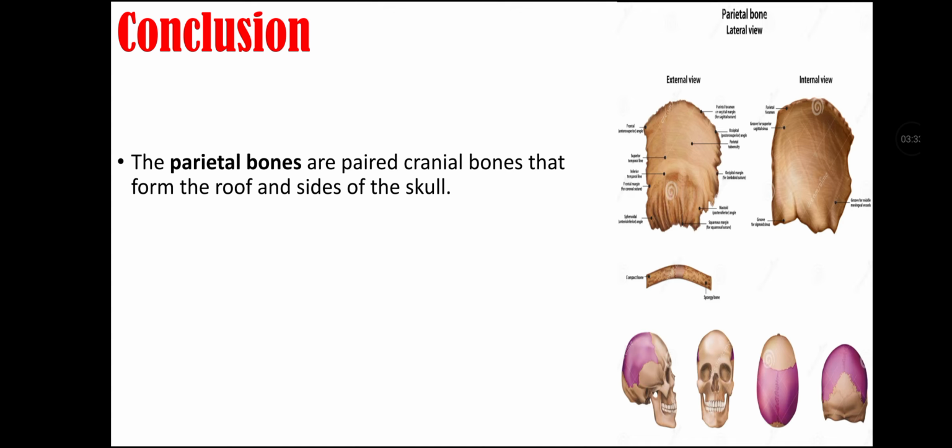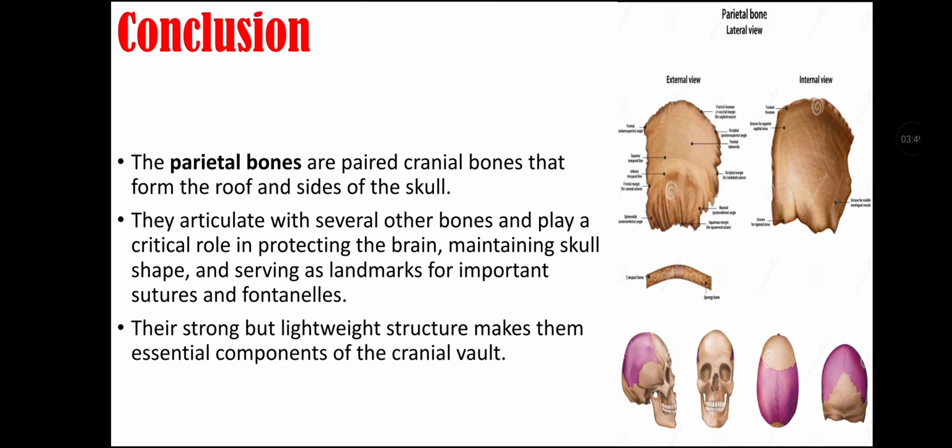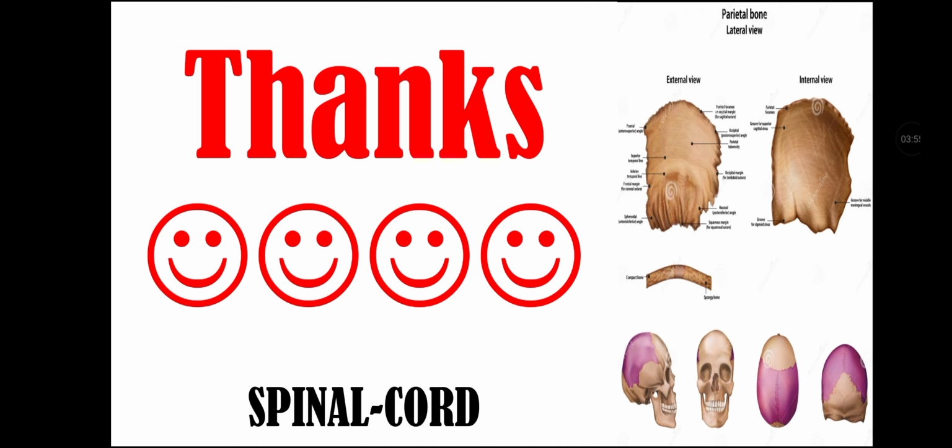Conclusion of this lecture video. Parietal bones are paired cranial bones that form the roof and sides of the skull. They articulate with several other bones and play a critical role in protecting the brain, maintaining skull shape, and serving as landmarks for important sutures and fontanelles. Their strong but lightweight structure makes them an essential component of the cranial vault. And this was all about the parietal bone.